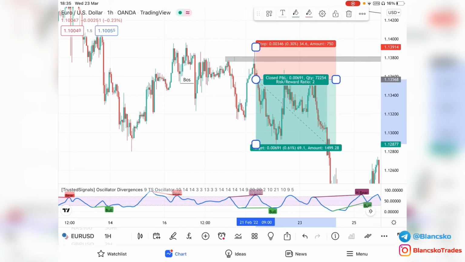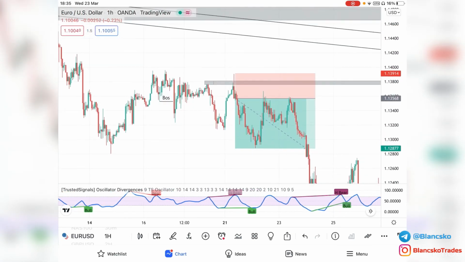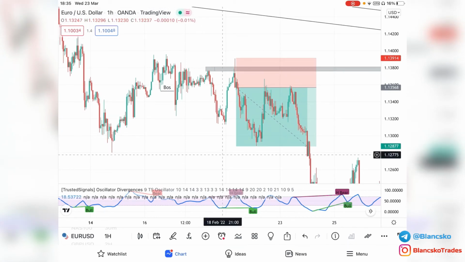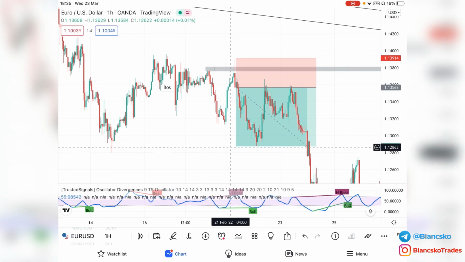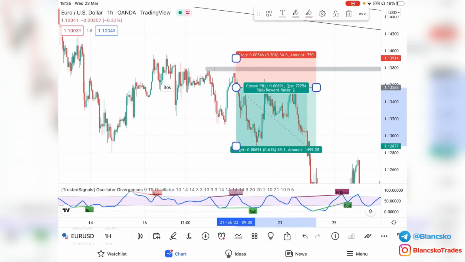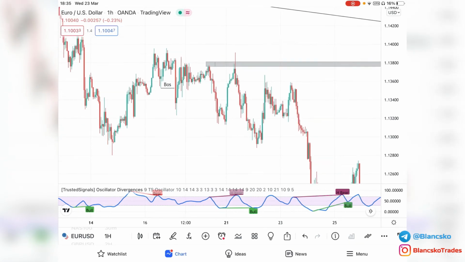This could have been another entry you could have taken. Of course, you would have been able to catch a bigger move. We had this hidden bearish divergence on our oscillator that also helped us as a confluence. So that's also really helpful if you want to look for confluences, and that's why I like to use this indicator.